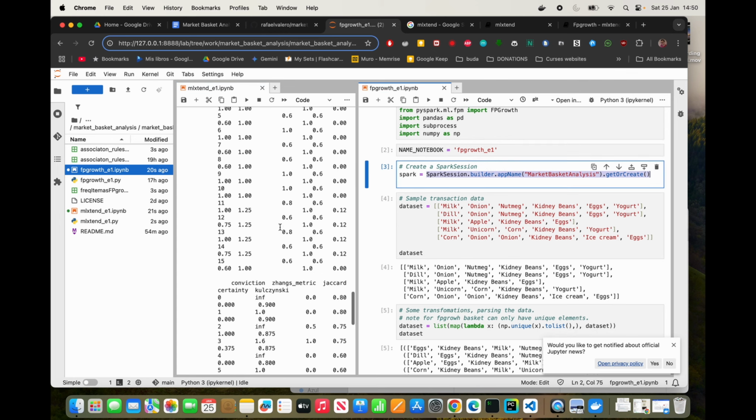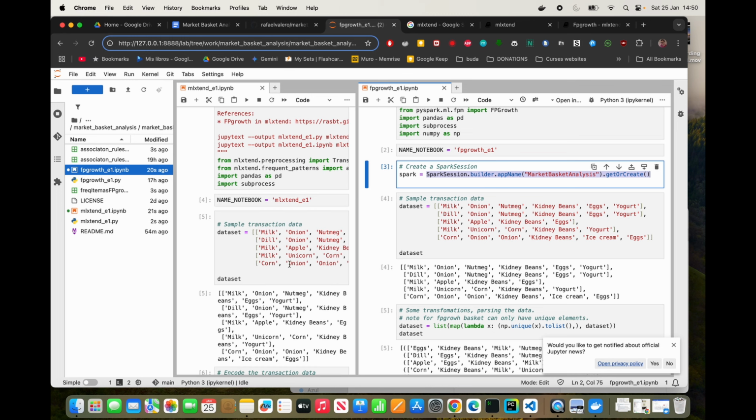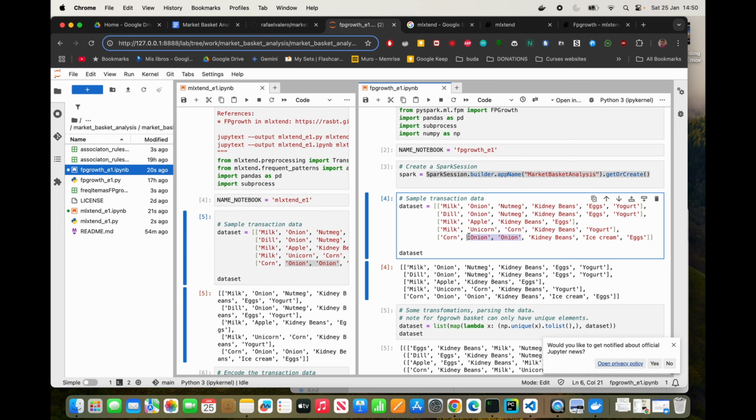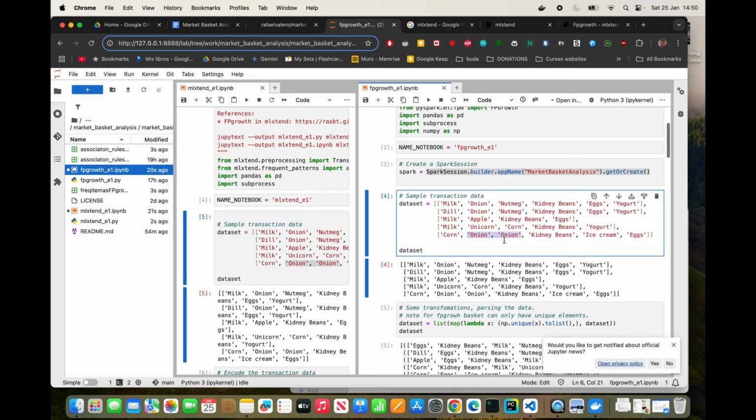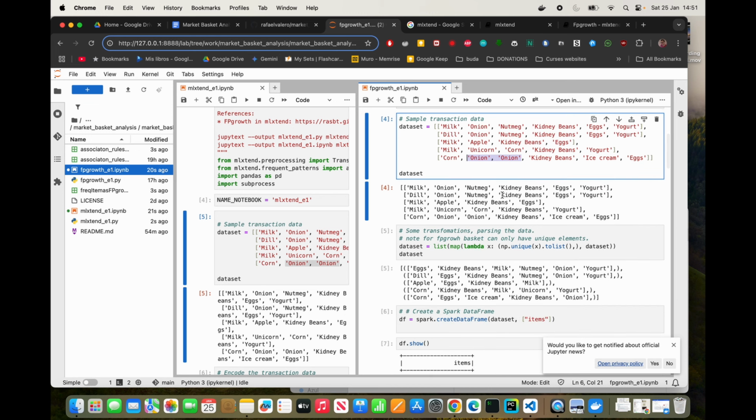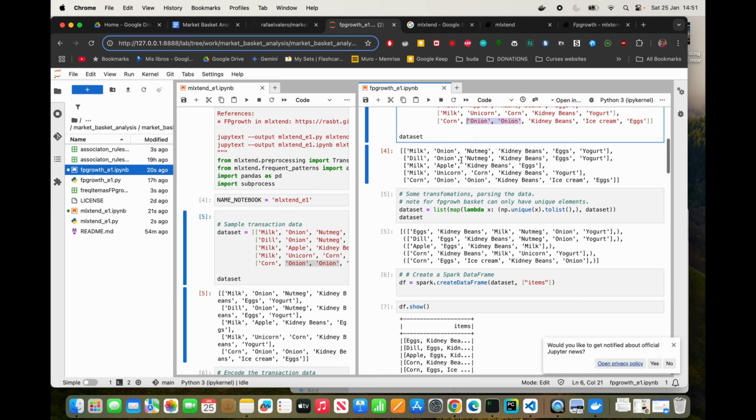Here, we are going to have an issue with particularly this onion. It's like two elements, two times the same element. That is a killer for the FPGrowth algorithm. Also, in general, Spark has a slightly different kind of data input and output. So basically I have to remove that onion, leave just one. You could put onion 1, onion 2, something like that. But the key idea is you need another format.